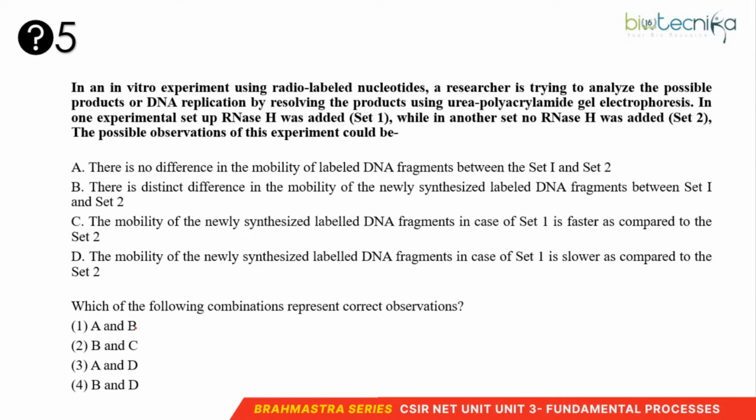Okay, moving on to the next statement. Next question. In an in vitro experiment using radio-labeled nucleotides, a researcher is trying to analyze the possible products of DNA replication by resolving the products using urea polyacrylamide gel electrophoresis. In one experimental setup, RNase H was added, that is set 1, while in another set, no RNase H was added, that is set 2. The possible observation of this experiment could be what?